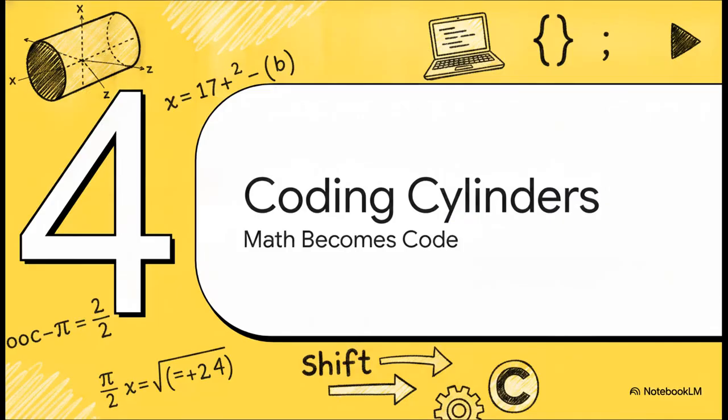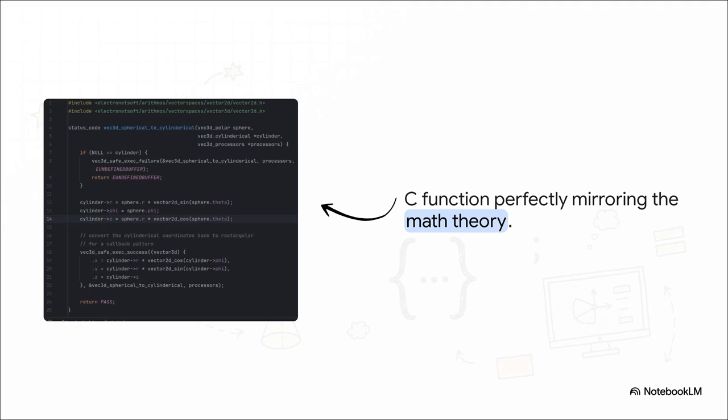Now for section 4, coding cylindrical conversions. This is where math officially becomes code. Let's build into our first major aha moment of the explainer.